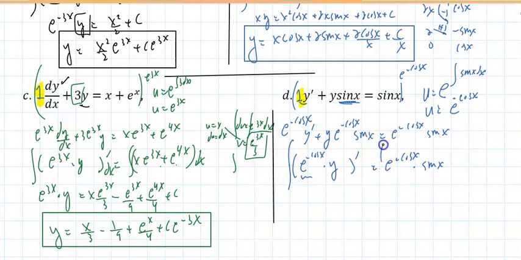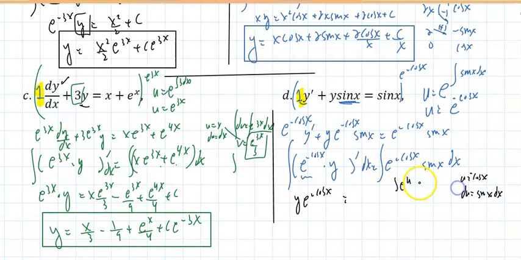If I integrate with respect to x, I'll notice on the left hand side I will get y e to the negative cosine of x. On the right hand side, if I let u equal negative cosine of x, du is sine of x dx. So this is nothing more than the integral of e to the u du. So that's e to the negative cosine of x plus c. So y would equal, if I divide by that, y would equal 1 plus c e to the cosine of x.